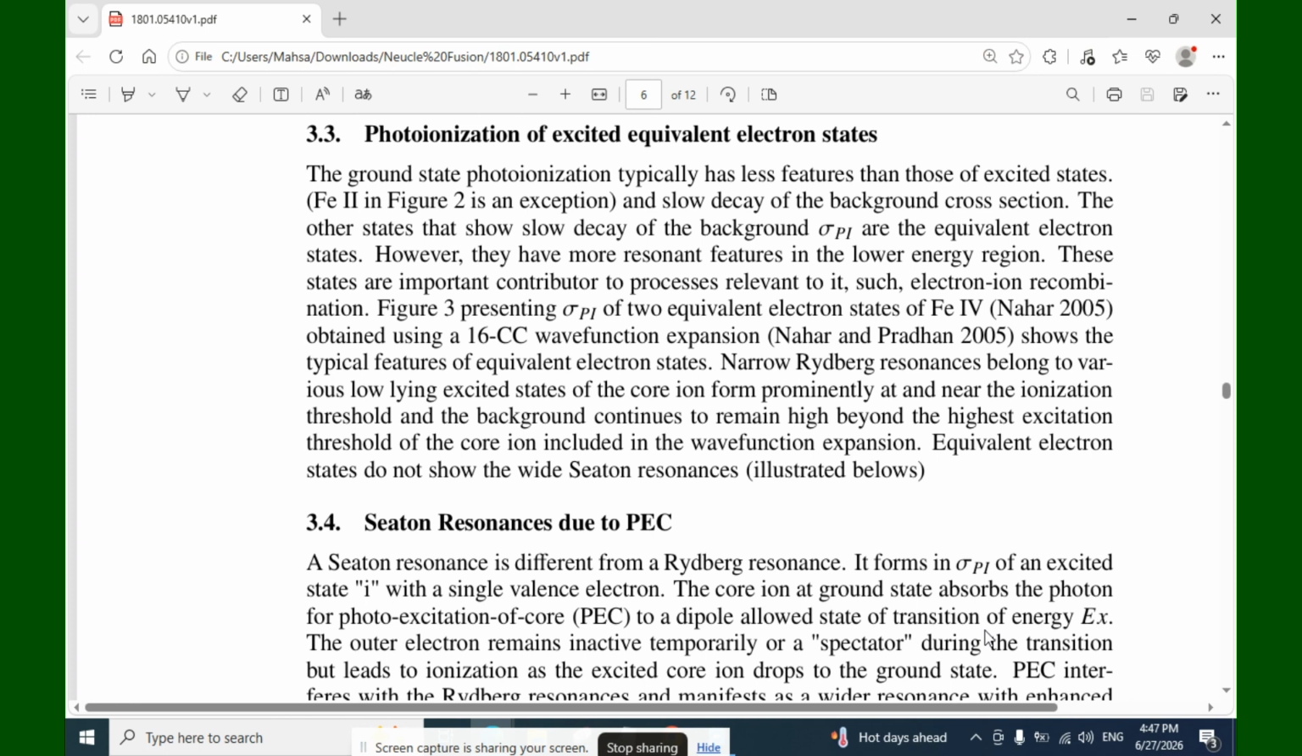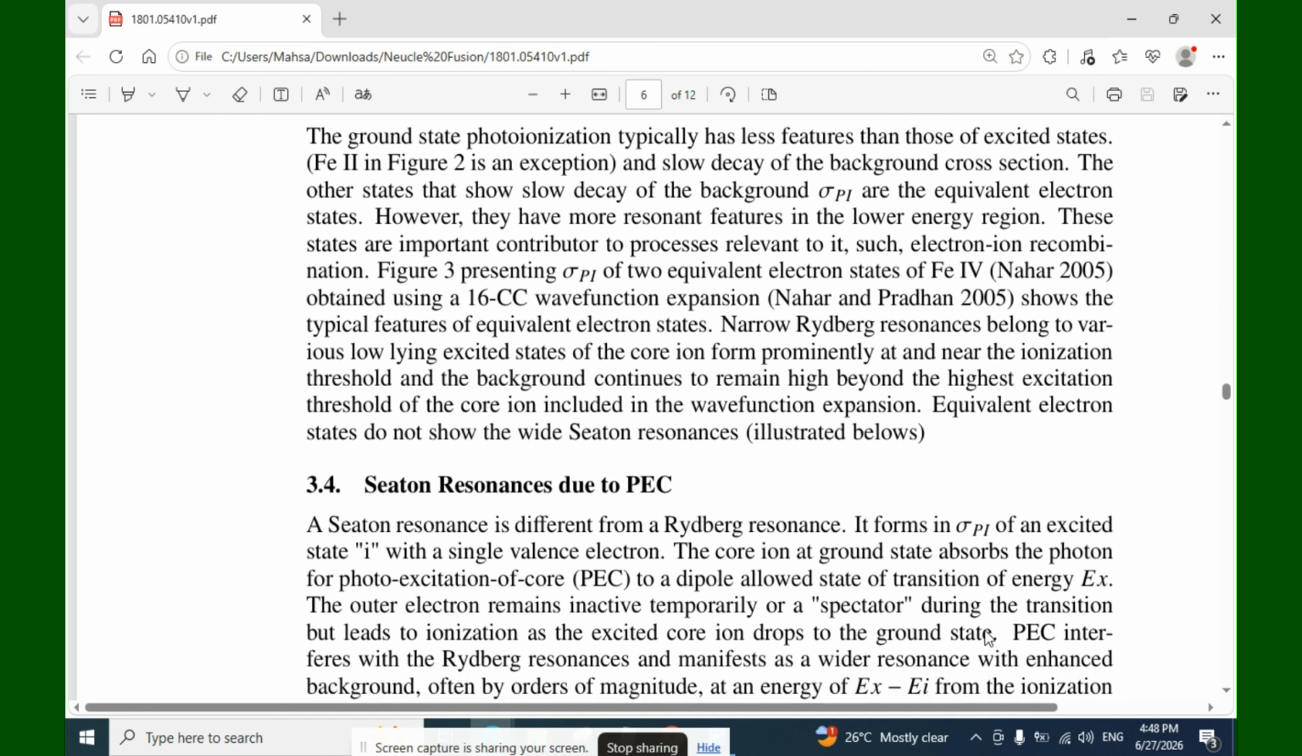Narrow Rydberg resonances belonging to various low-lying excited states of the core ion form prominently at and near the ionization threshold, and the background continues to remain high beyond the highest excitation threshold of the core ion included in the wave function expansion. Equivalent electron states don't show the wide Seaton resonances illustrated below.